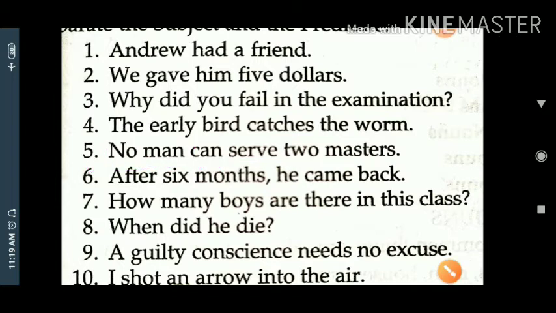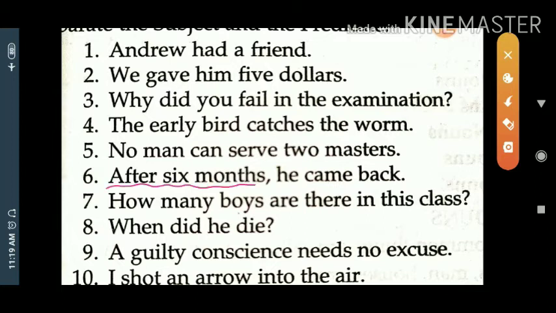Next to that, here something is problematic. Why is it so? Because you see, after 6 months, time is given. Once again, a comma is given. He came back is given. Here he is the subject. After the subject, came back after 6 months, that is the predicate. Once again, he is the subject. Came back after 6 months. That is the predicate.